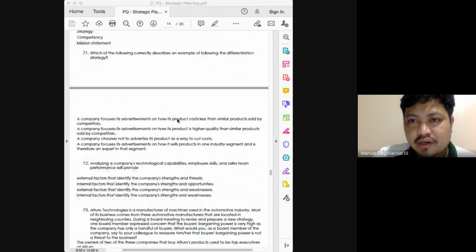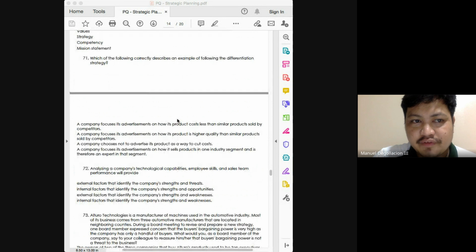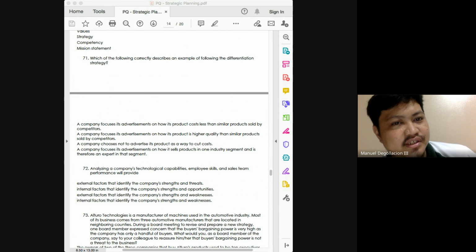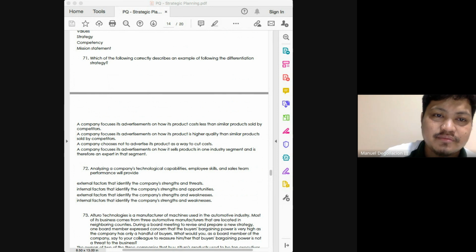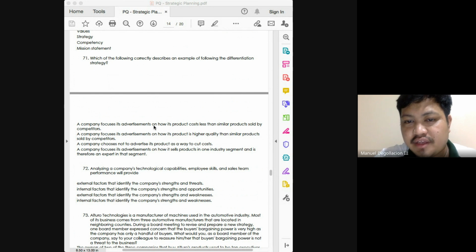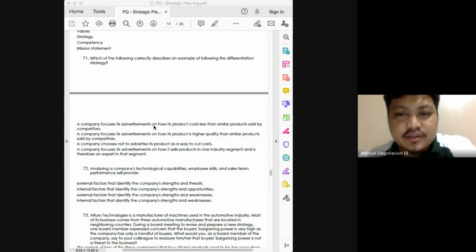Which of the following correctly describes an example of following the differentiation strategy? First choice, a company focuses its advertisements on how its product costs less. No, that's cost leadership. Second choice, a company focuses its advertisements on how its product is higher quality than similar products sold by competitors. Obviously, this is under the differentiation strategy. So this will be our answer. The third and the fourth choice here, the third is still on cost leadership, while the fourth one would be on focused strategy.